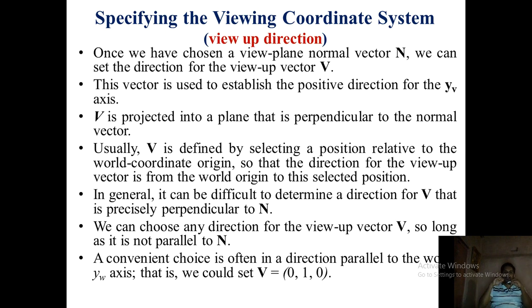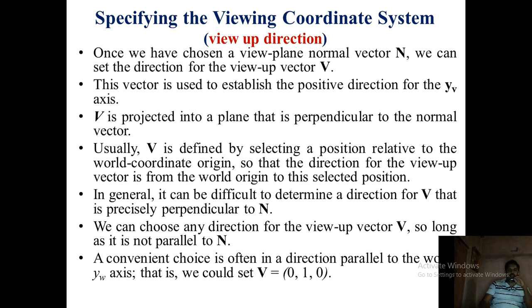This vector is used to establish the positive direction for the yv axis, which means we are setting the positive direction for y. If y is exactly like this, then you are holding the camera normally. But if y is not exactly perpendicular, then definitely you have tilted the camera. That is the specification we are doing here.